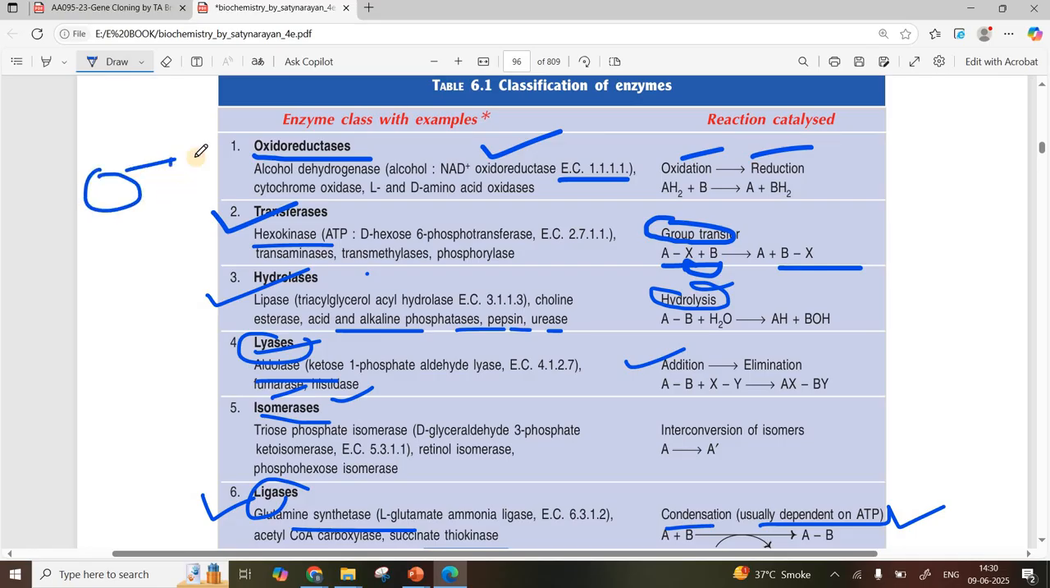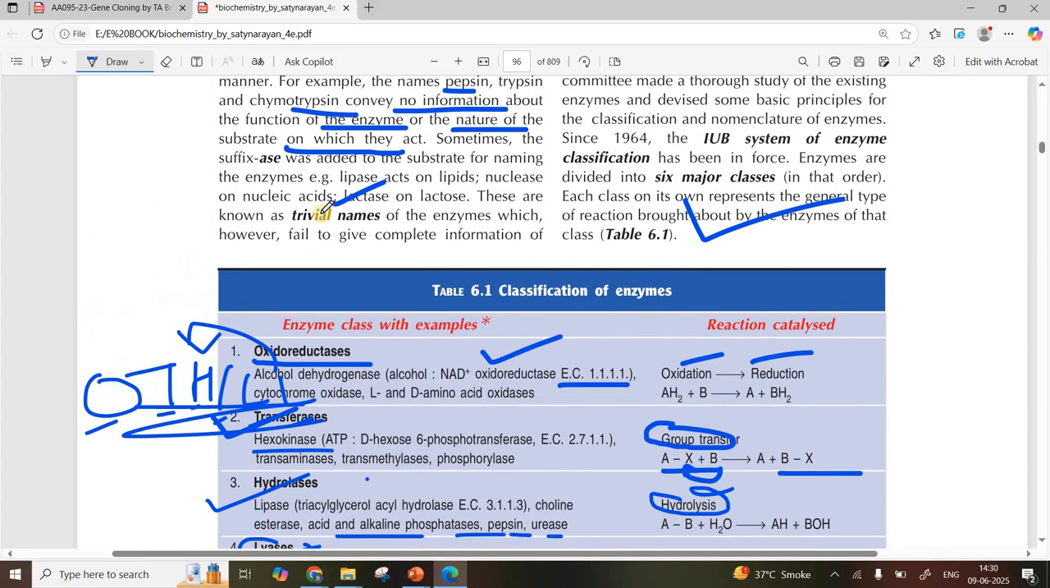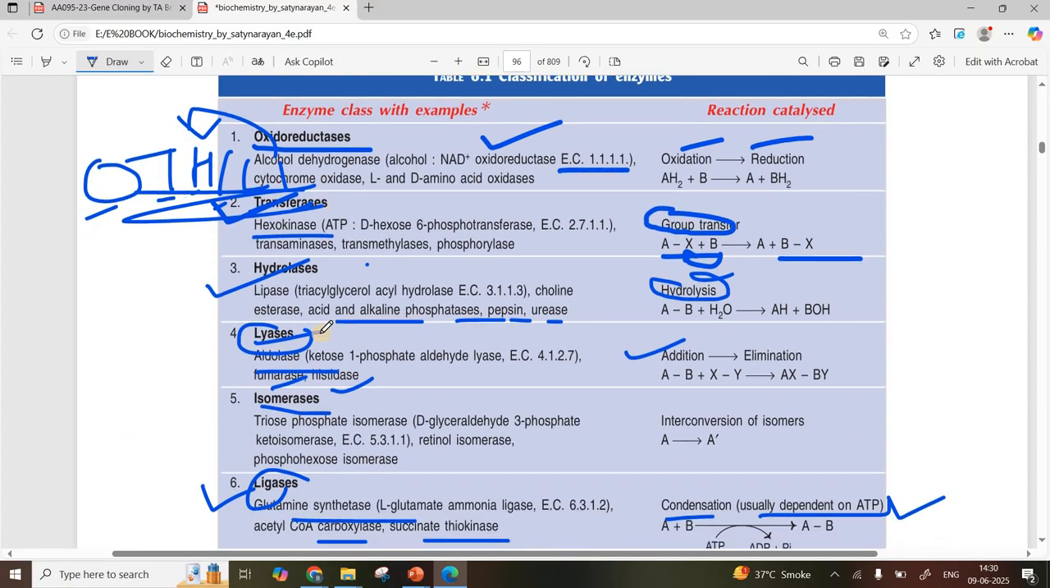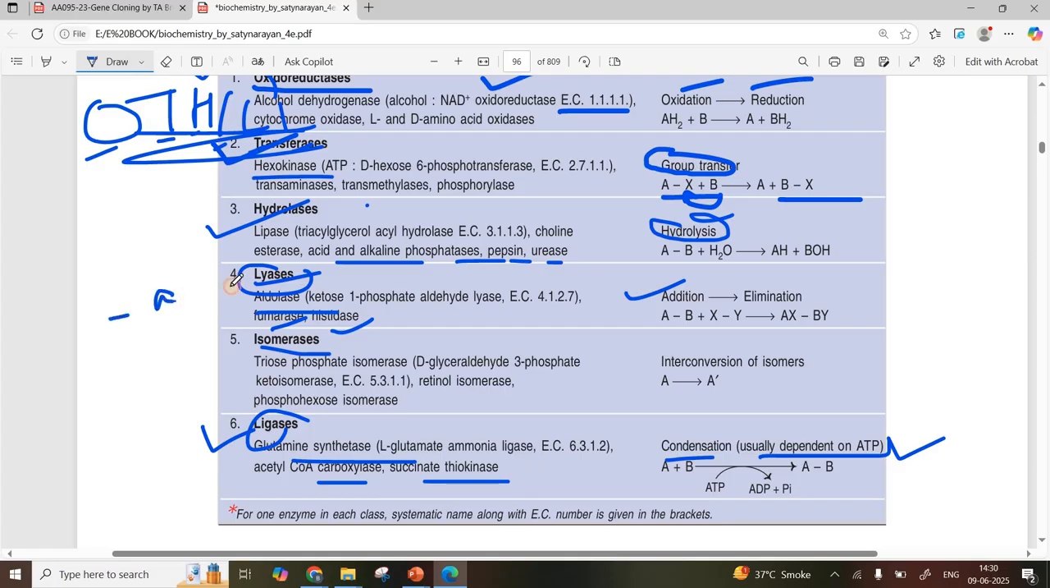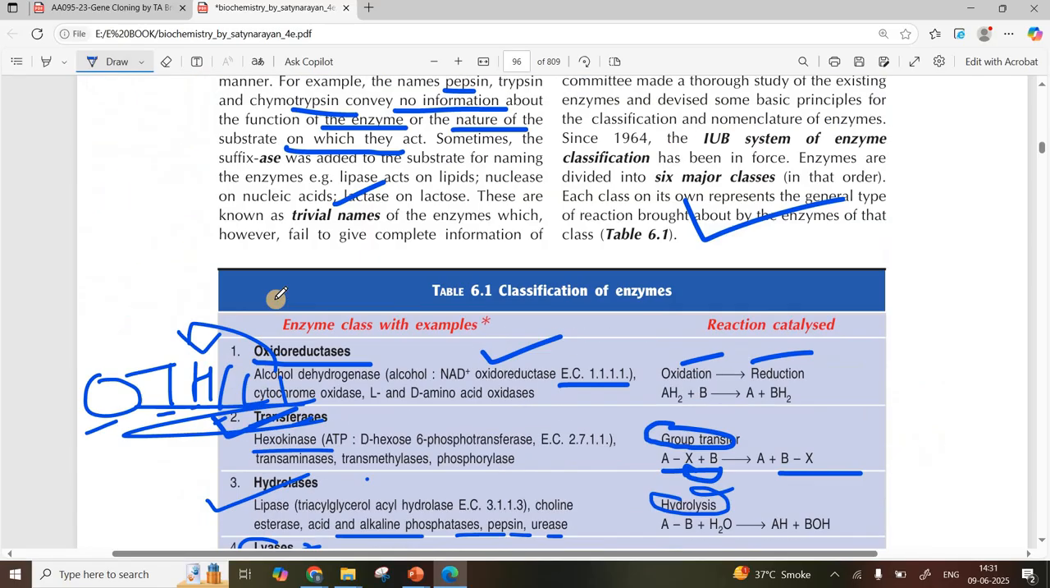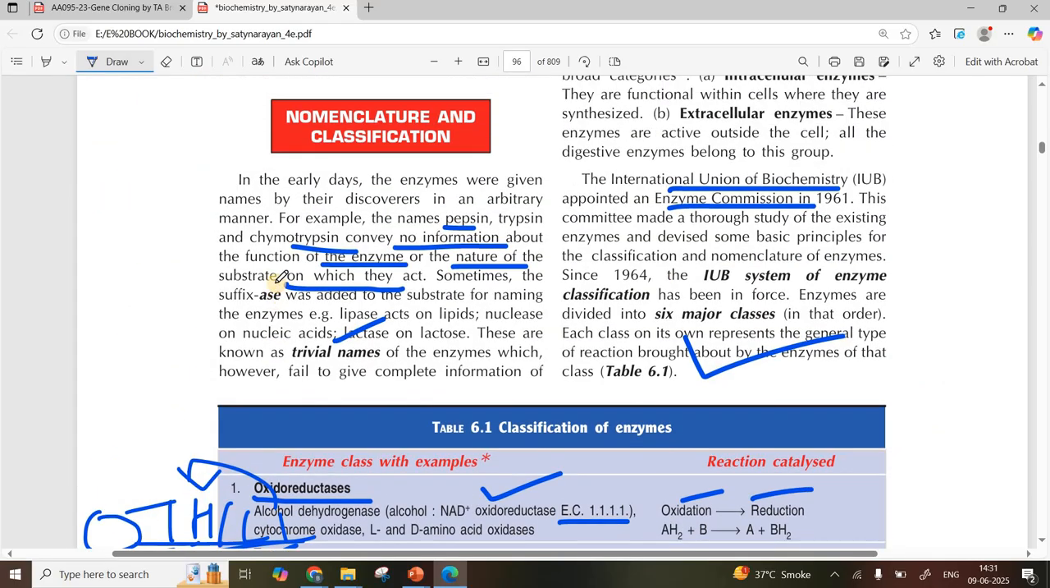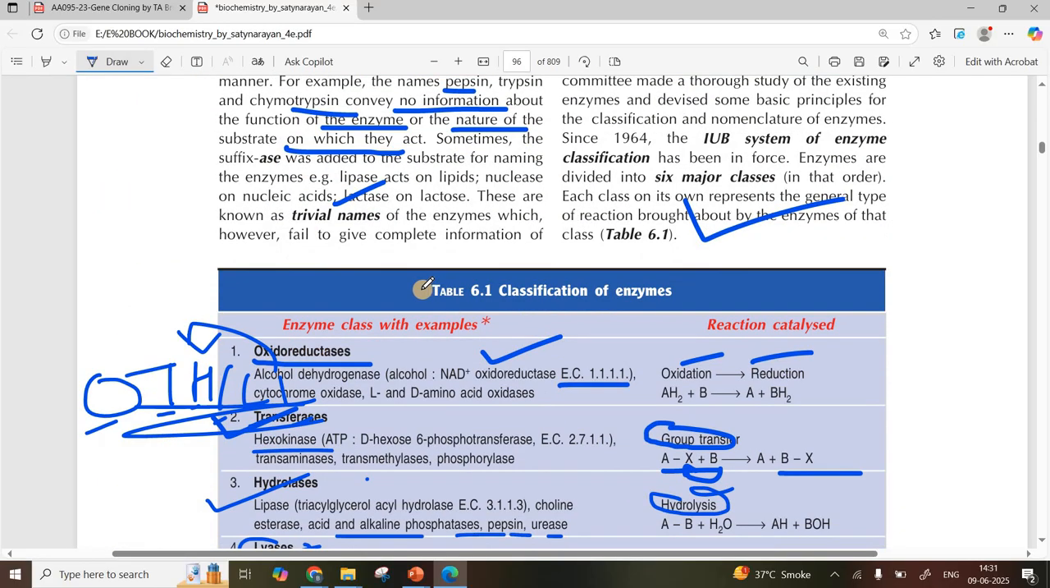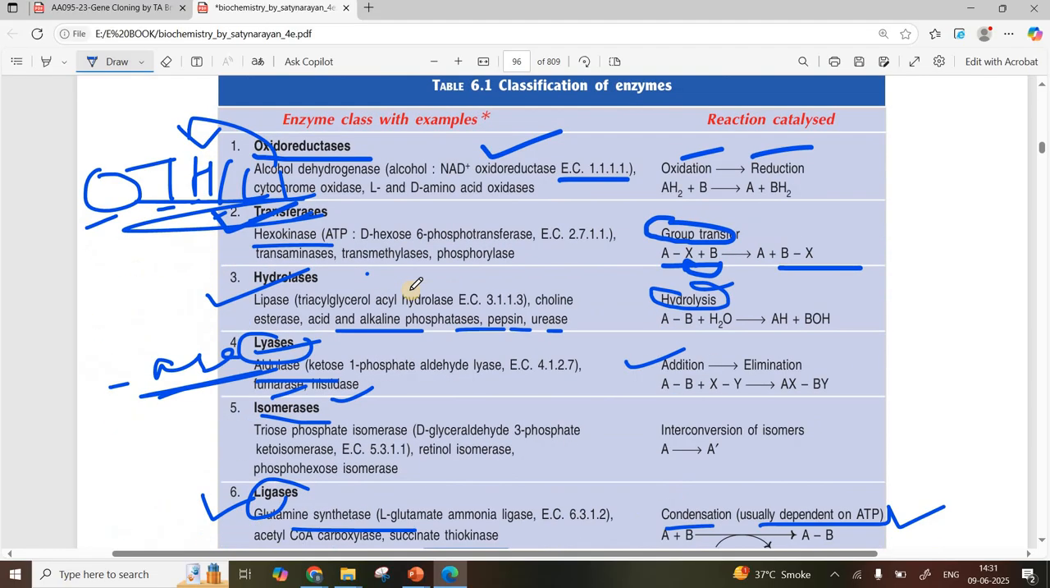You have to remember this as OTHILL: O for oxidoreductases, then transferases, hydrolases, isomerases, ligases and lyases. This is just a trick to remember the classification of enzymes. Normally -ase is added at the end of the enzyme name, which was not followed previously, and it was causing confusion. To avoid that confusion, we have made this system.